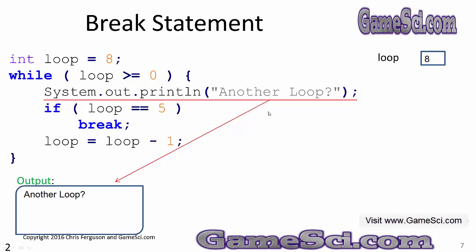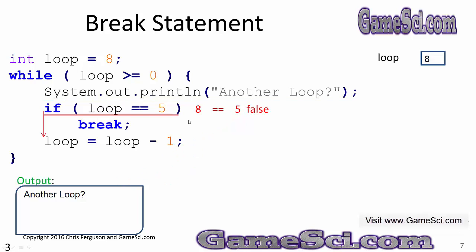So we'll print out system.out.println, and another loop appears on our output or our console. After that, we'll execute this if statement. If loop equals 5. Well, that is now an 8 equals 5. Loop has the value 8. 8 equals 5 is a very false statement.